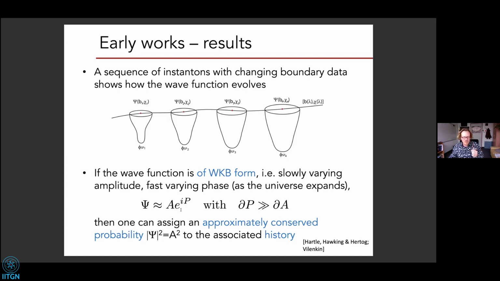Moreover, if you have such a slowly varying or basically constant amplitude, then you can also assign a probability, or at least a relative probability, to a particular history. Because then |psi|^2, which is then A^2, is constant along this entire history of the universe. So this is a way of giving probabilities to different evolutions of the universe.